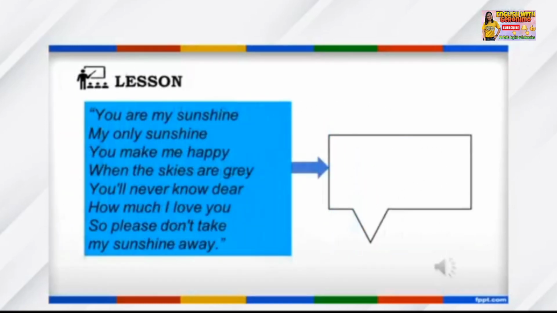Now let's begin our lesson with this activity. Try to retell the lyrics of this song in one sentence. You may pause this video and try answering.